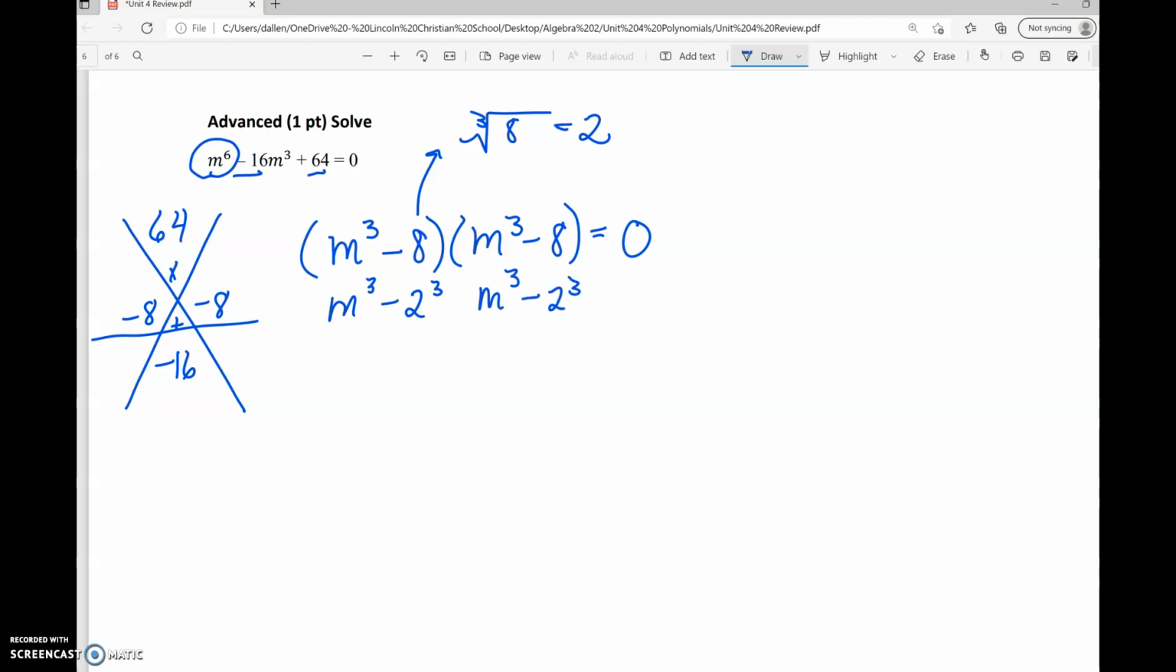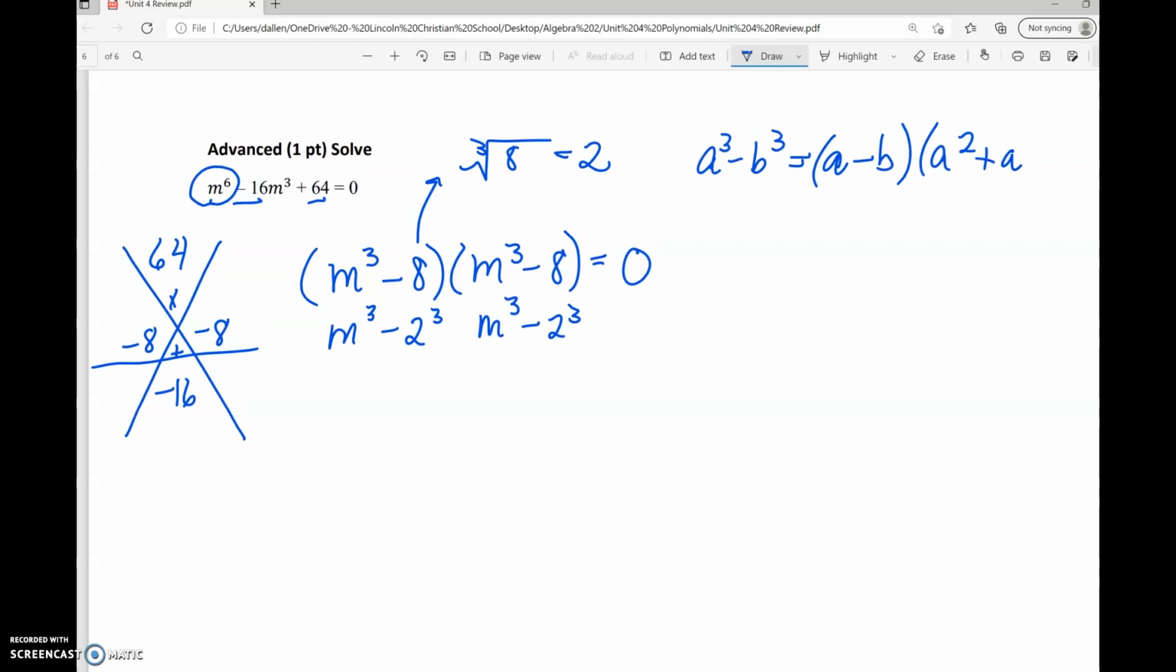So I have 2 cubes, which means I'm going to use those formulas, a cubed minus b cubed, which is in that factor sheet, which will break into a minus b, times a squared plus ab plus b squared. So this a is m and b is 2.